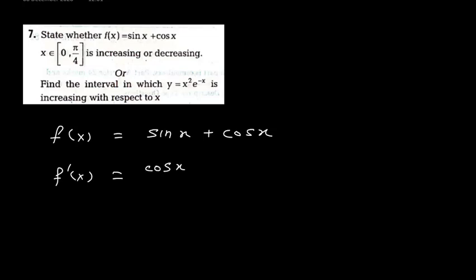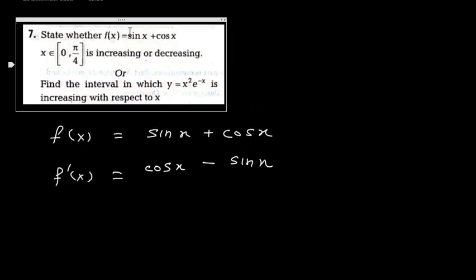Seventh question, state whether f(x) is equal to sin x plus cos x for x between 0 to pi by 4 is increasing or decreasing. So we have to identify whether this f(x) is increasing or decreasing. Do you remember how we can check that? For that we differentiate this, right? So f(x) is given as sin x plus cos x. We differentiate it, so we get f dash x. The derivative of sin x is cos x and the derivative of cos x is minus sin x. So f dash x is cos x minus sin x.